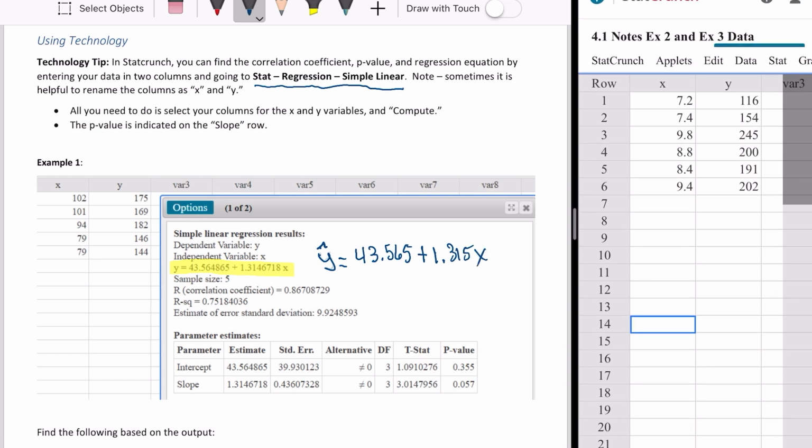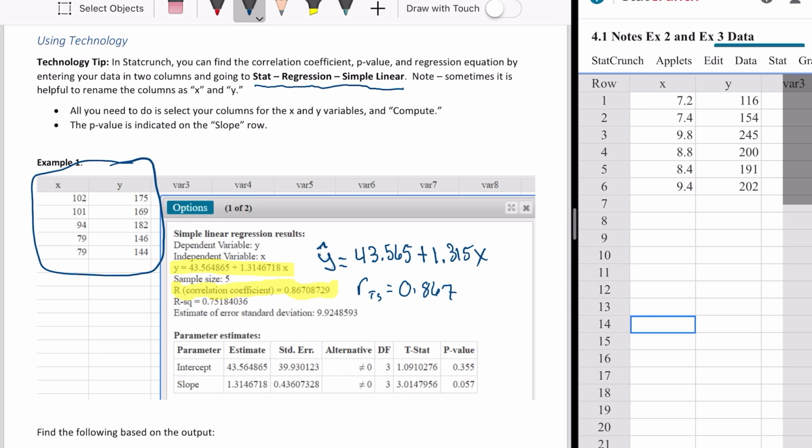And then the other information, here's my R, my correlation coefficient. That's my test statistic, right? So my R test statistic is 0.867. And that's the correlation coefficient for that set of data you've got over there in StatCrunch, right? Well, not for this one. It's for this set of data, sorry. Yes, it's for this set of data over here.